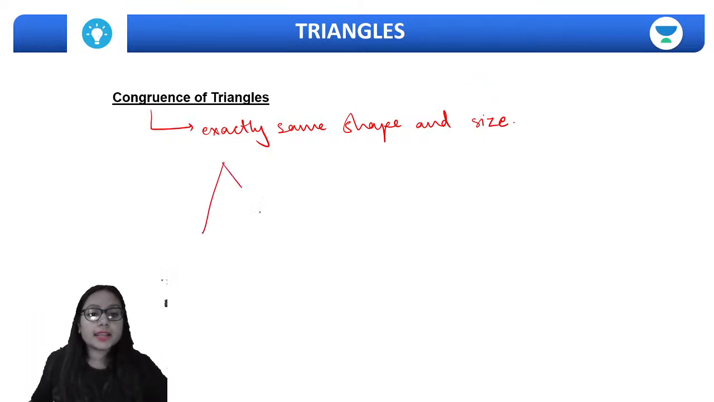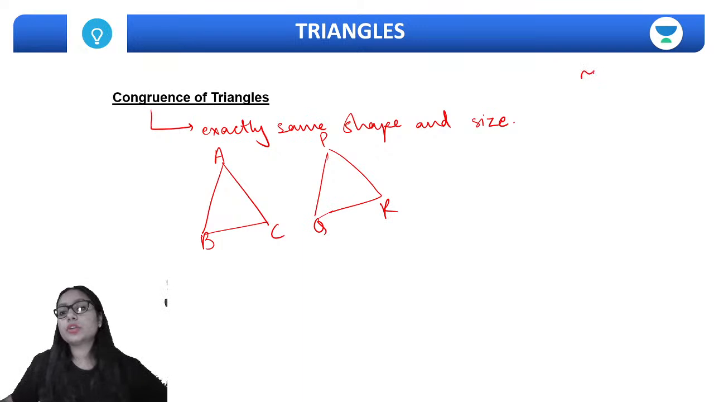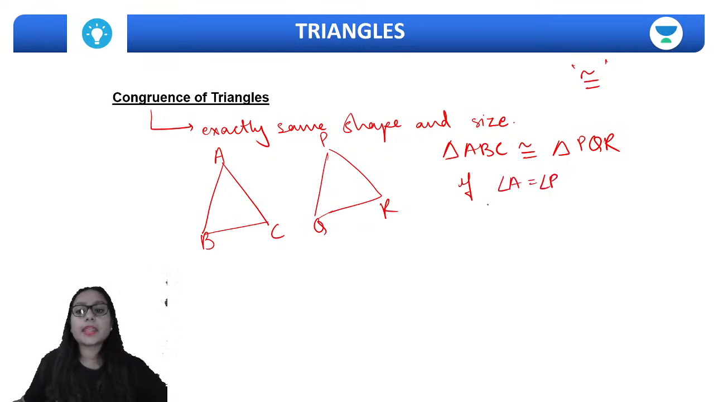So if I take two triangles ABC and triangle PQR, this is the symbol to denote congruency. So I say that triangle ABC is congruent to triangle PQR if angle A is equal to angle P, angle B is equal to angle Q, angle C is equal to angle R.